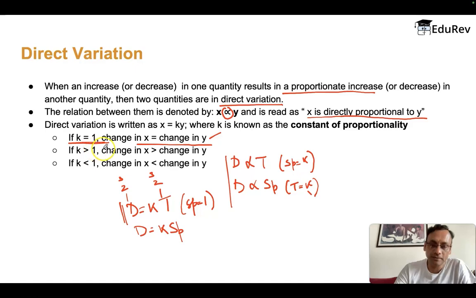If k is greater than 1, let's say speed is 5, or let's say speed is 10. Now, time taken is 1 hour, distance is 10. Okay, so you can see the distance increases much more.